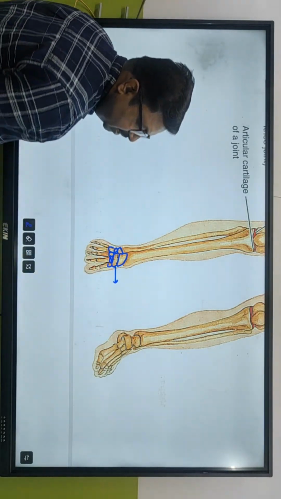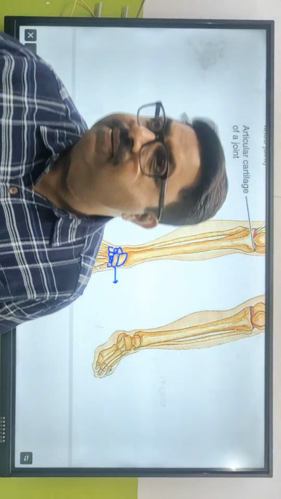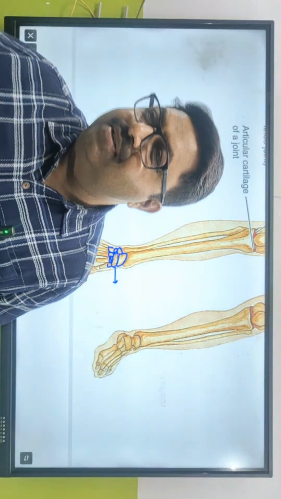And how does cartilage help? Does it increase the friction or decrease the friction? It decreases the friction. Fine.